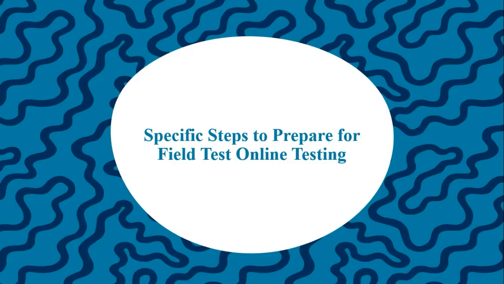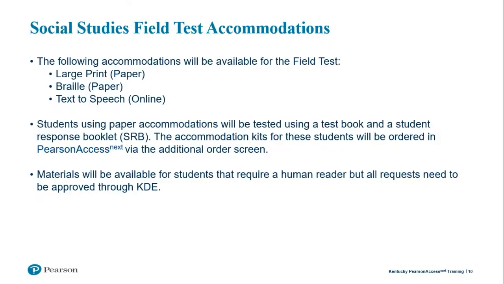Now we'll talk about some of the specific steps to prepare for online testing. So for the social studies field test, we will have accommodations. We will have large print via paper. We will have Braille also via paper. And we will have text to speech, which will be online.